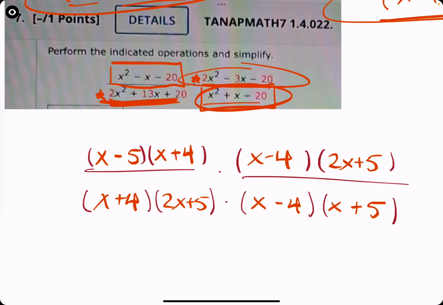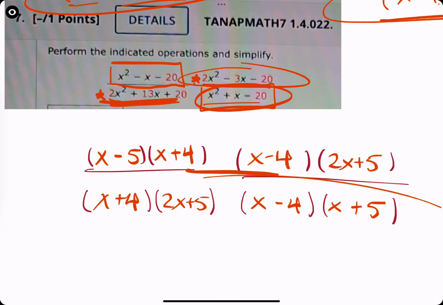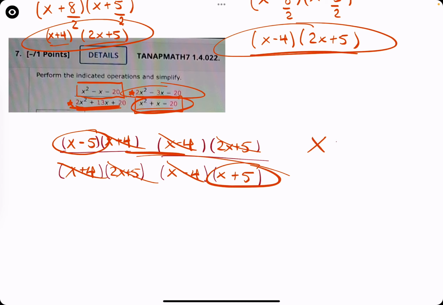And that's it. When you're multiplying two fractions, you can really just think of it as one big fraction, one big quotient, so one big numerator, one big denominator. Anything that's repeated on top and bottom can cancel. So x minus 4, 2x plus 5, 2x plus 5, x plus 4, x plus 4 cancel, and I am left with x minus 5 and x plus 5. So our final answer is x minus 5 divided by x plus 5.